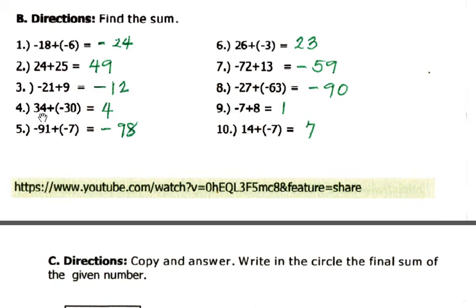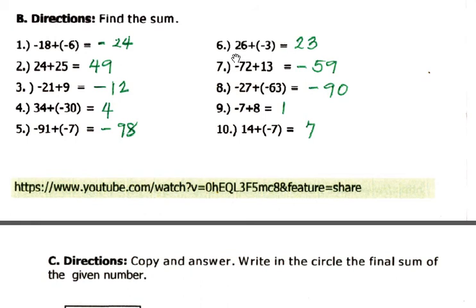Number 4, 34 plus -30. Again, these two numbers have different signs. So we subtract the two numbers, 34 minus 30. Then we copy the sign of the bigger number. Since the bigger number is 34 and it's positive, the answer is +4. Number 5, -91 plus -7. We have to add 91 and 7, that's 98, and copy the common negative sign.